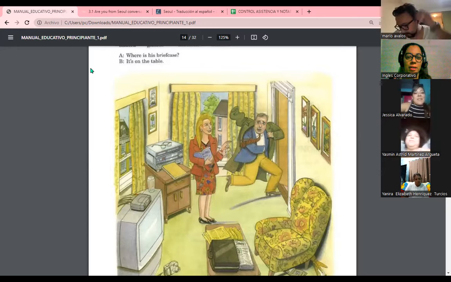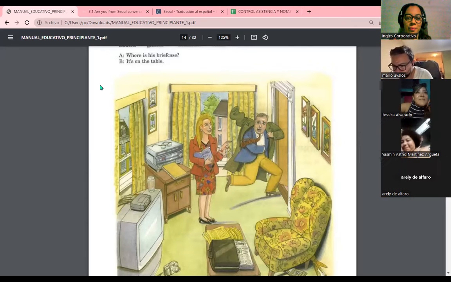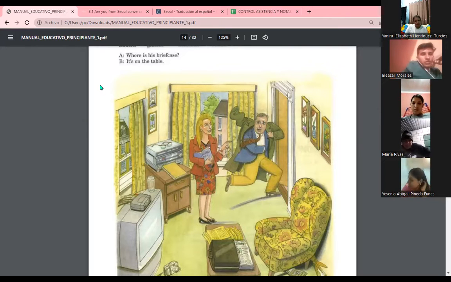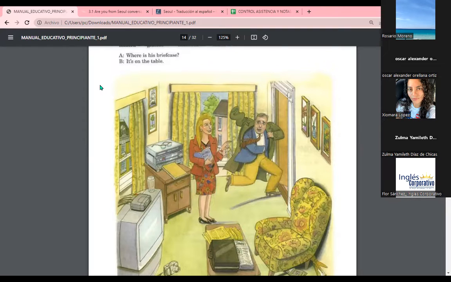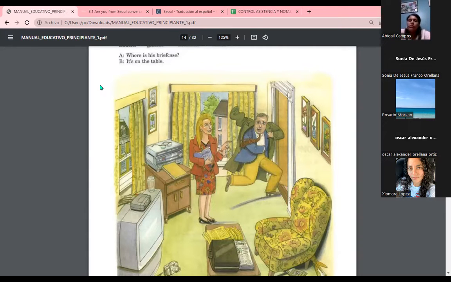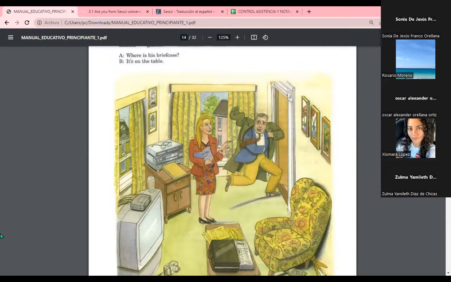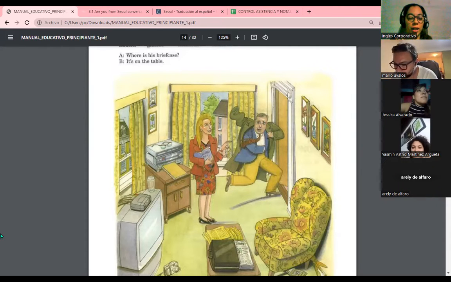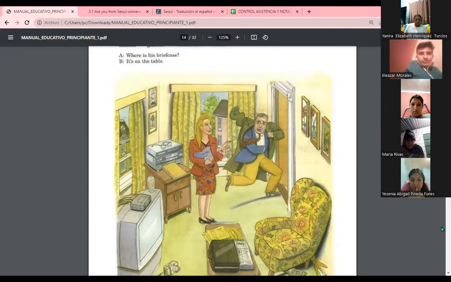Elija uno de sus compañeros, a ver. ¿Hay algún Roberto? Roberto, muy bien. Who is Roberto? ¿Roberto qué? The last name. El last name, apellido. Espérenme, quiero ver. Zulma, Oscar, Rosario, Sonia. Eleazar Morales. Ok, Eleazar Morales. Go ahead. Hello, Eleazar.